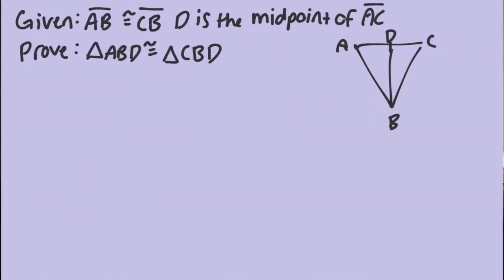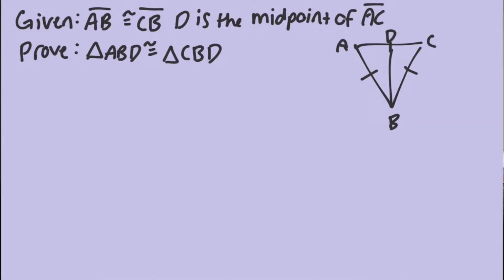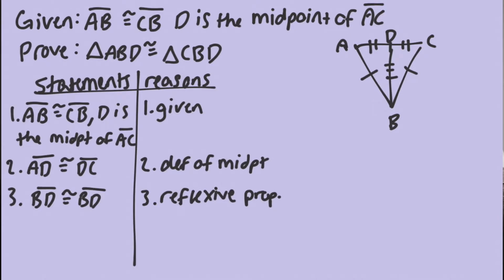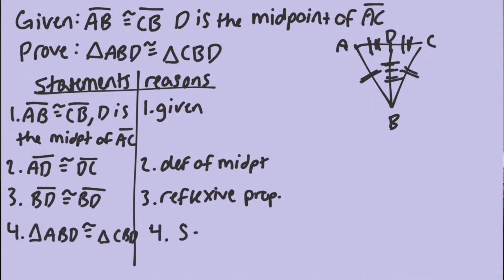This next one, segment AB is congruent to segment CB. D is the midpoint of AC. So if D is the midpoint of segment AC, then D is right in the middle of segment AC. So that means that it's cutting it in half, and this segment is congruent to this segment. We still need one more piece of information, but just like the last one, this side is shared, so it's congruent in both triangles. Now that we stated those 3 pieces of information, these 2 triangles are congruent by side, side, side.